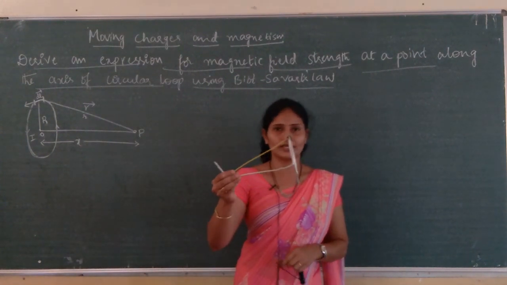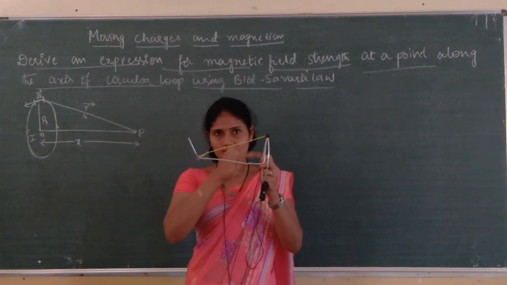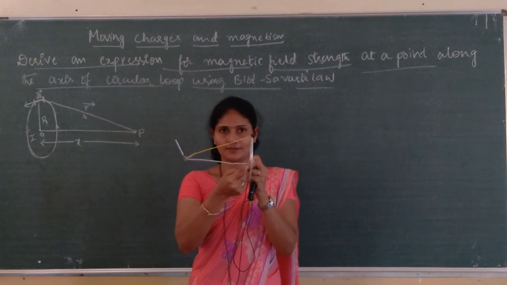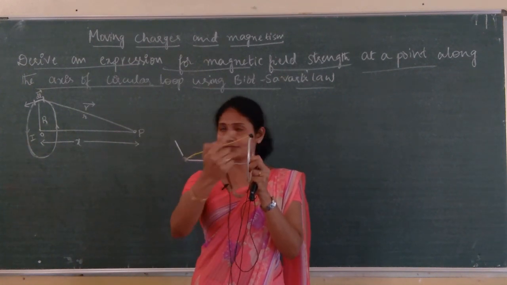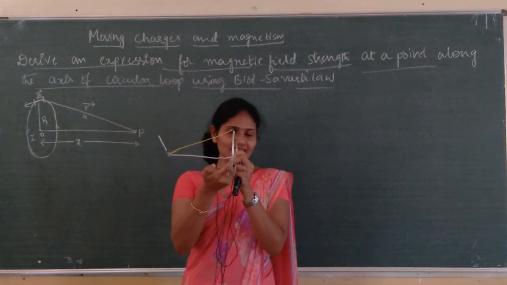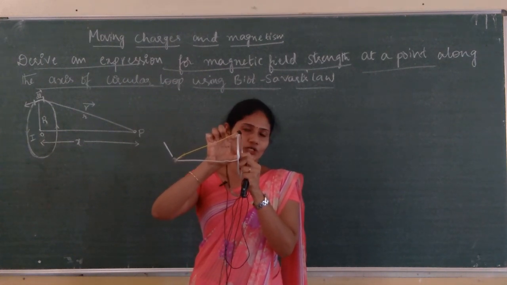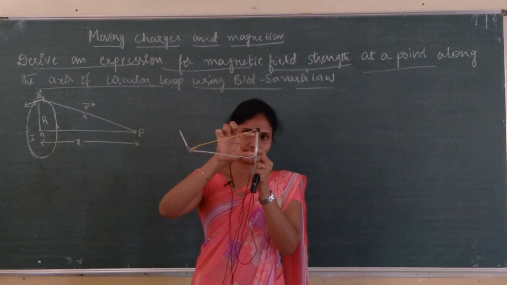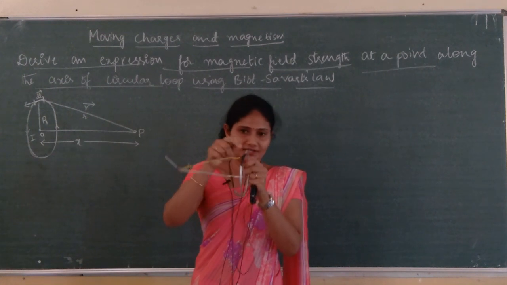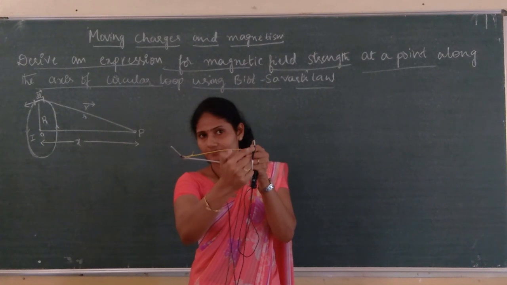So, this is the circular coil. The center of the coil is denoted as O. This is the radius of the circular loop, R. Here there is one line element, and this is the line element dl.